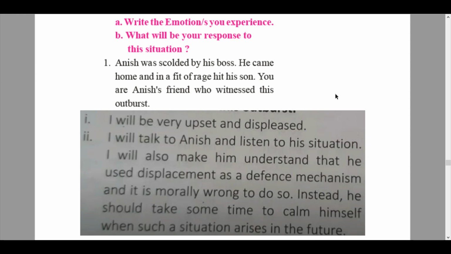So our first question here is: Anish was scolded by his boss. He came home and in a fit of rage hit his son. You are Anish's friend who witnessed this outburst. The first reaction will be very upset and displeased. I will talk to Anish and listen to his situation. I will also make him understand that he used displacement as a defense mechanism and it is morally wrong to do so. Instead, he should take some time to calm himself down when such a situation arises.